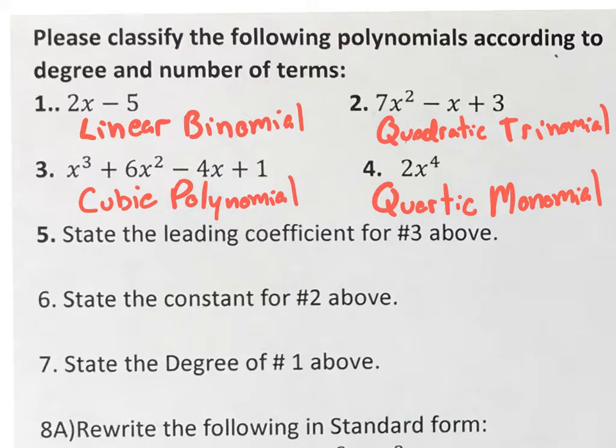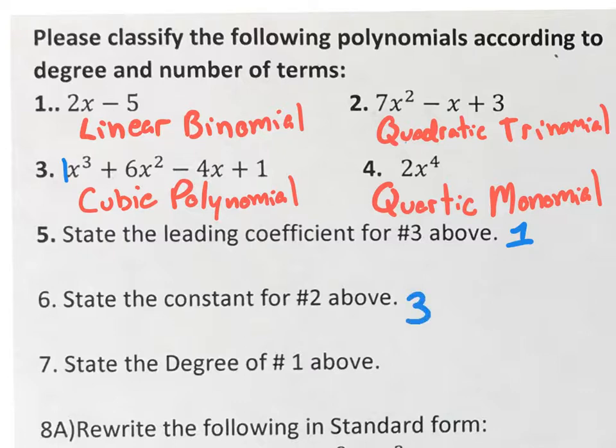The number in front of x, which is 1. There's an invisible 1 right there. So the leading coefficient of number 3 is 1. Okay, how about number 6? State the constant for number 2. What is the constant of number 2? Is it 7? Is it 2? Is it -1? Is it 3? The constant is 3 for number 2 above.